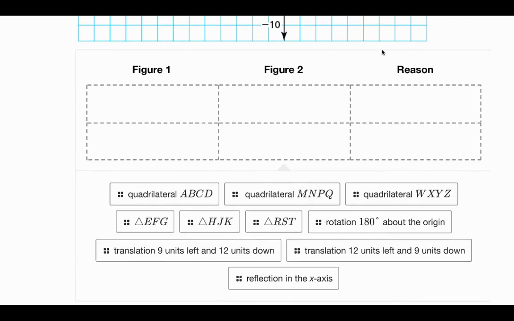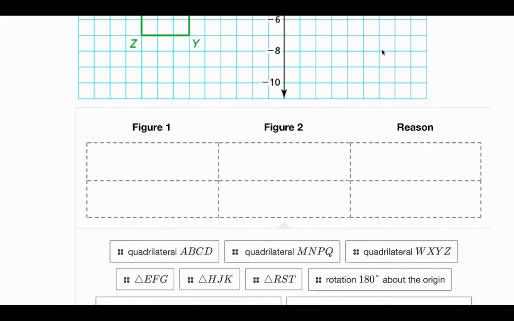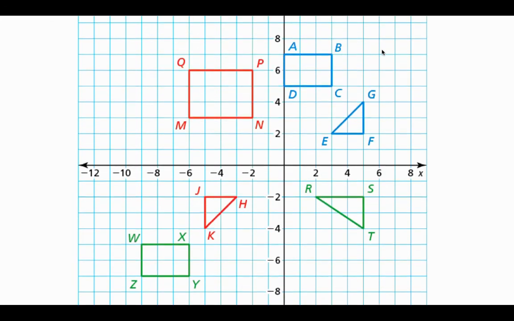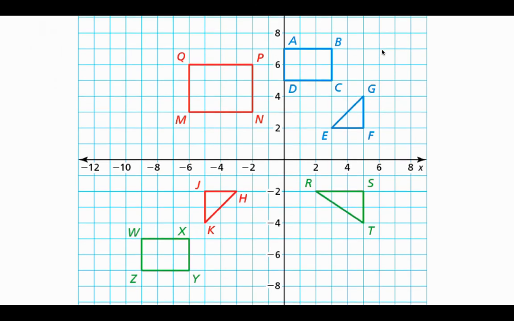a translation, and look at what we have: 9 units left, 12 units down, 12 units left, 9 units down. We have a reflection on the y-axis and a rotation. So let's kind of look and see which ones. So kind of look at ones and see if they're about the same size. Well, if you look, A, B, C, D, and W, X, Y, Z are the same size. So let's just choose a point. That's always my suggestion, is choose one point and see what happens.